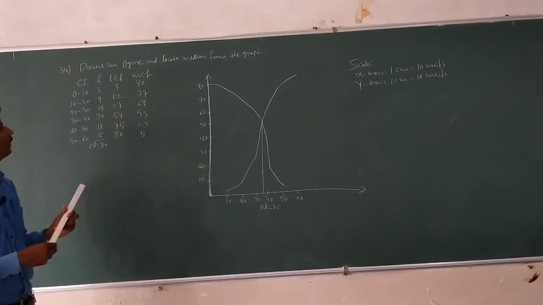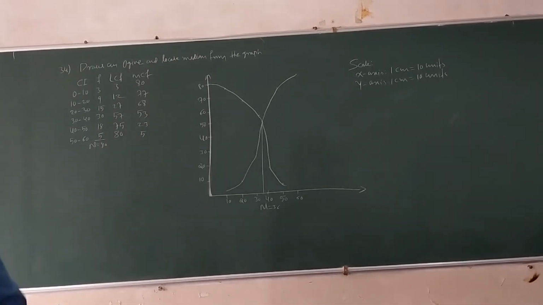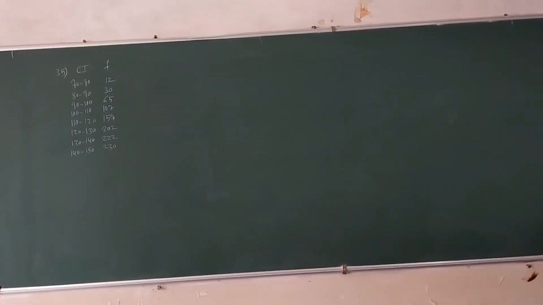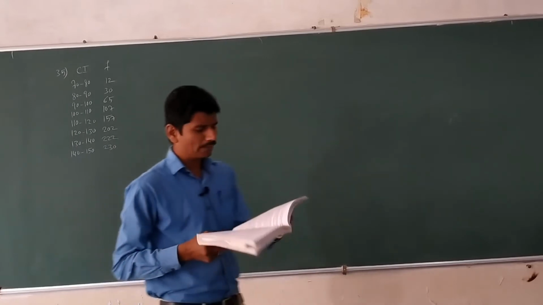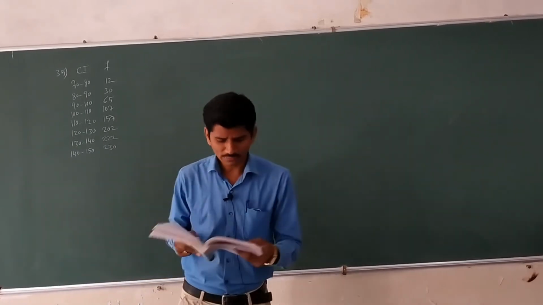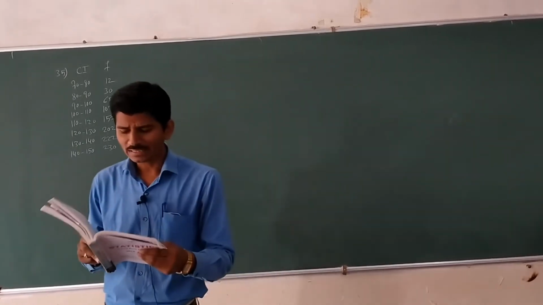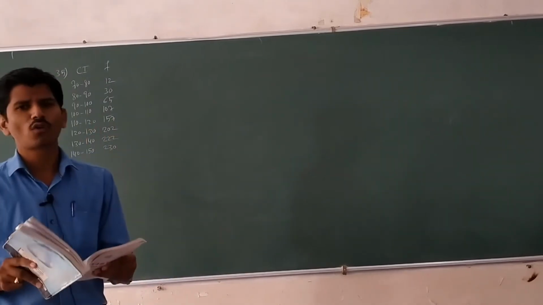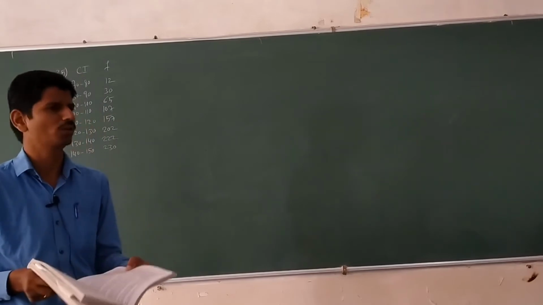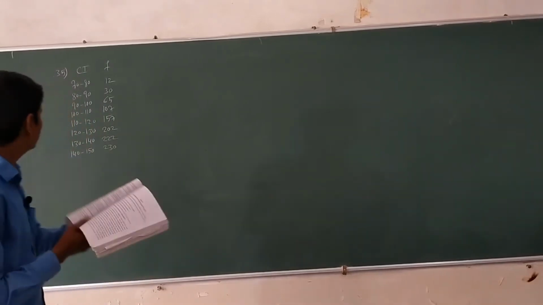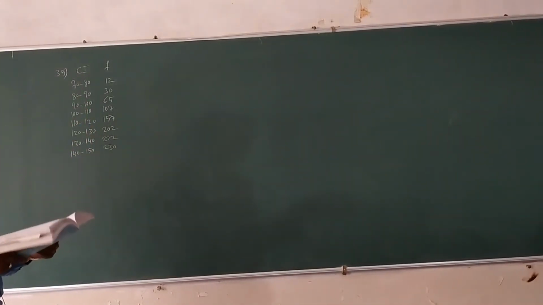Okay, the next problem is in the 35th problem. They are given: using the following table, draw an Ogive and determine the value of the median from it. Here they are given wages with respect to the number of workers. Here wages is nothing but the class interval, and the number of workers is nothing but the frequencies.